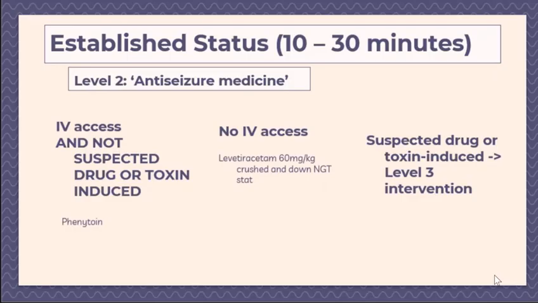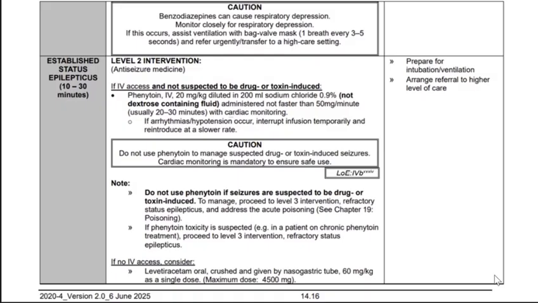If it is due to suspected drug or toxin-induced poisoning, or trigger, then you would go through to your level 3 interventions, which we'll speak about in a moment. So basically here, this is just the screenshot from the guidelines, and it speaks a little bit more about the specifics of how to provide these.